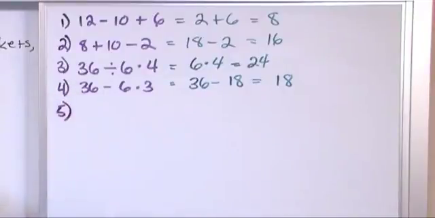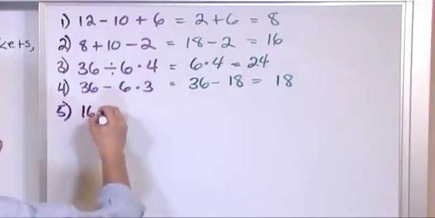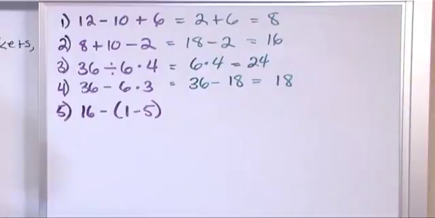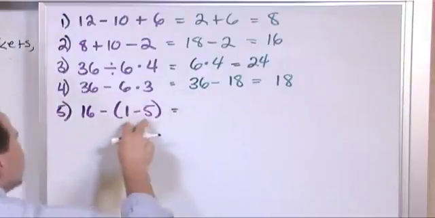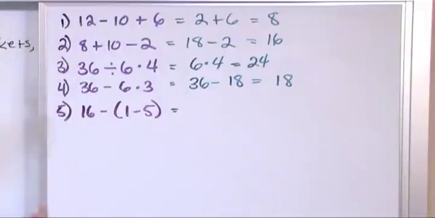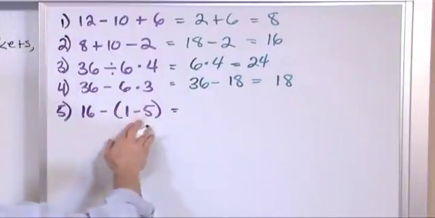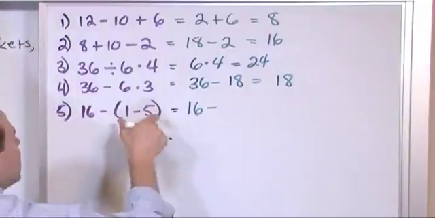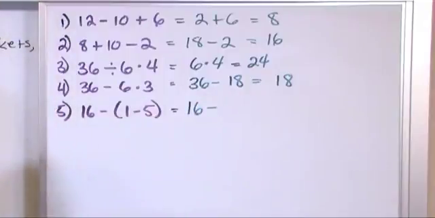Number 5. We have 16 minus (1 minus 5). Now, first thing we check on our list, do we have any parentheses? Yes, we do. No matter what is inside here, addition, subtraction, fractions, anything, we do the inside of the parentheses first. So we have 16 minus, just copying this, here we have 1 minus 5.